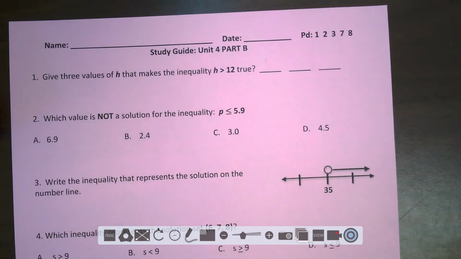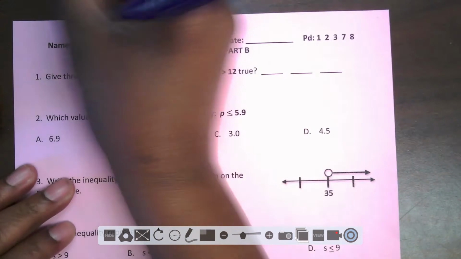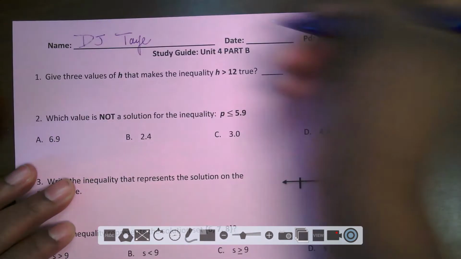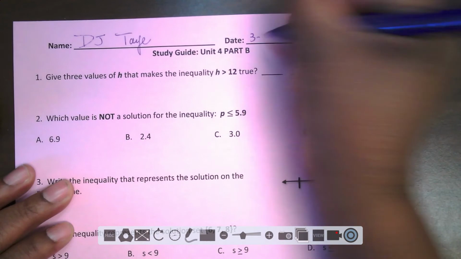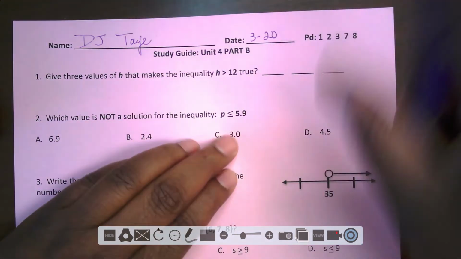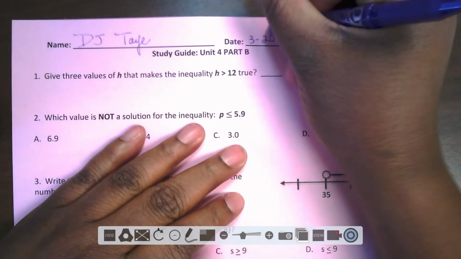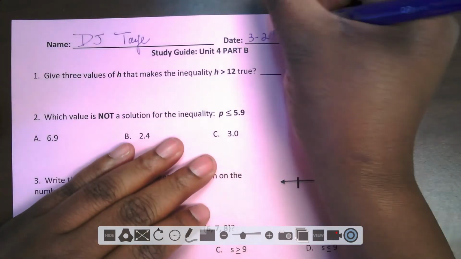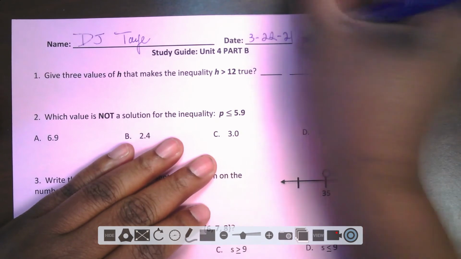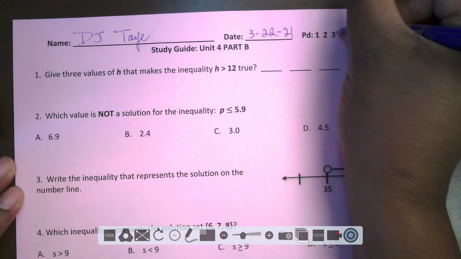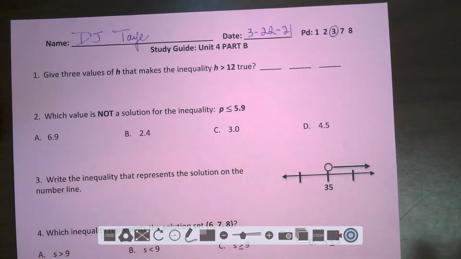But first, before we actually begin, let's go ahead and get our name and the date. Ooh, it's the 22nd. And let's see which class period I'm going to represent. I am going to represent my third period today.